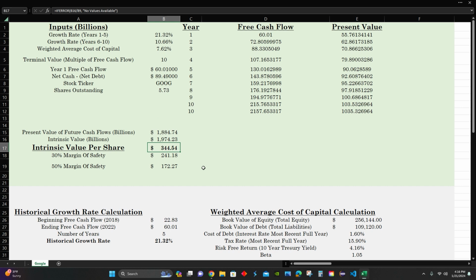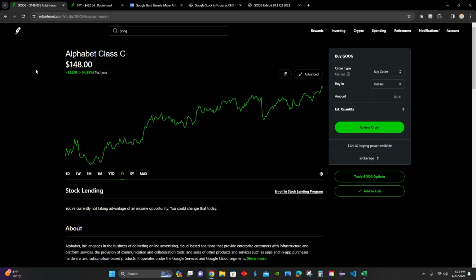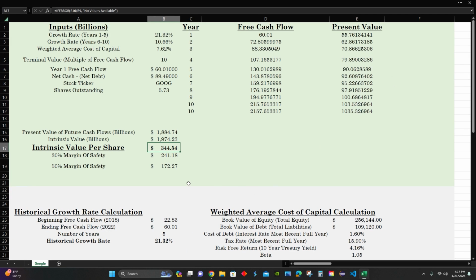Puts their intrinsic value per share at $344 per share, which means that at the current share price, they actually are trading below their estimated intrinsic value per share. This business is very cash rich, and it looks like their free cash flow metrics are going to continue to grow in the future. So based on the DCF model, you probably want to buy into Alphabet's stock at the current share price because they're trading at $148 per share, which according to this metric is even less than a 50% margin of safety for their company.